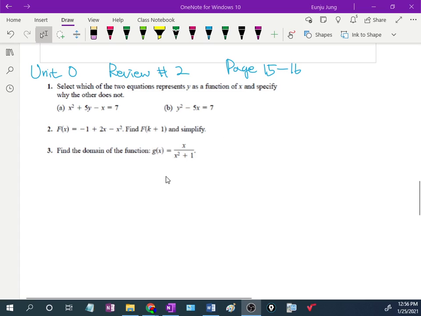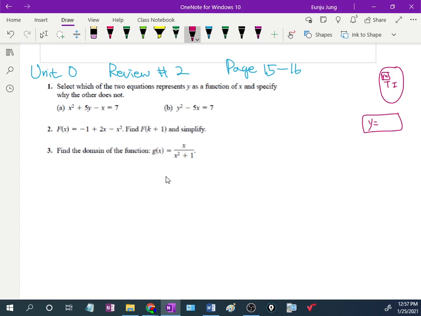Number 1: select which of the two equations represents y as a function of x and specify why the other does not. So one is a function, the other is not. Which is the function? Let's think about putting it on my calculator. This is my TI-84, and there is a button for y equals, right? If it is not a function, I cannot use the calculator for graphing. It must be a function. That means I can write one in the form y equals something.